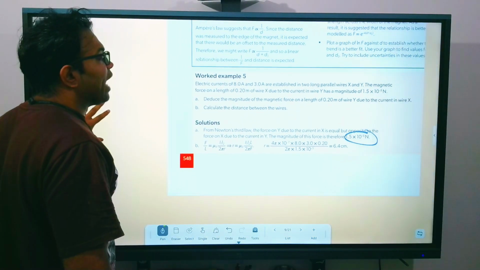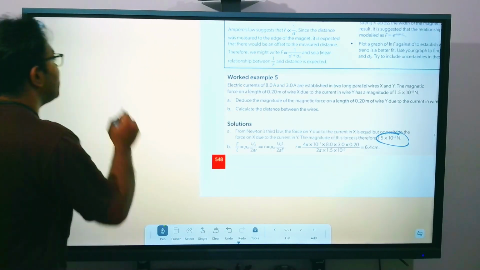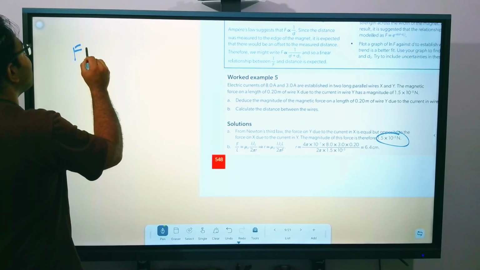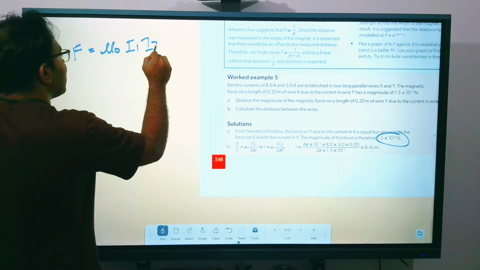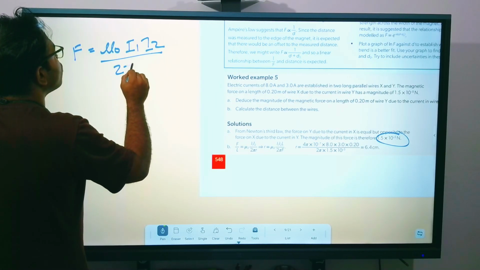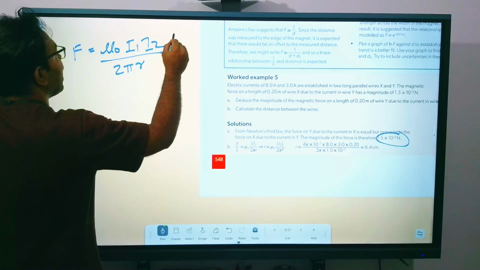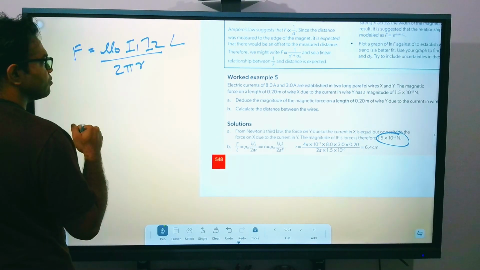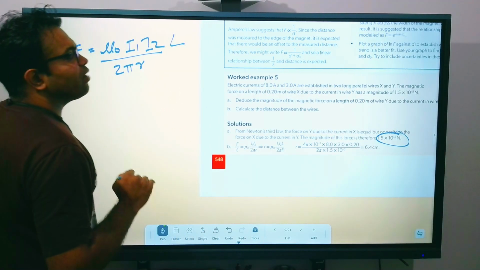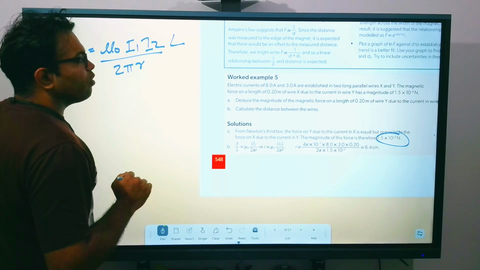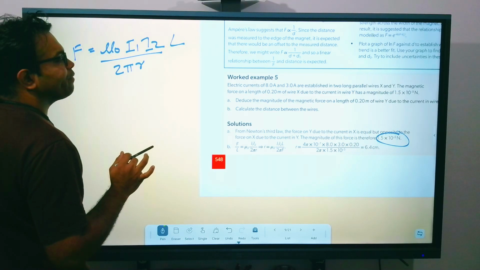Understood? Okay, calculate the distance between the wires. So we know that force is equal to mu naught I1 I2 upon 2 pi r, and then you have L also, right? And we know the force, 1.5 into 10 raised to power minus 5 newtons. Now all we have to do is find the value of r. What do we need?